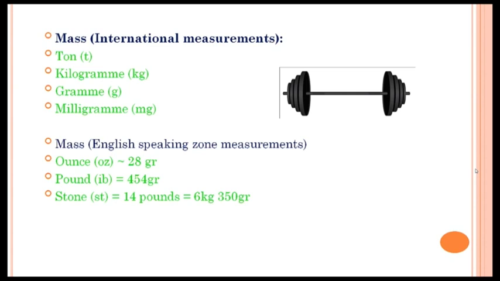The basic international measurement unit for mass is kilogram. Larger than kilogram is ton, and smaller are gram and milligram.